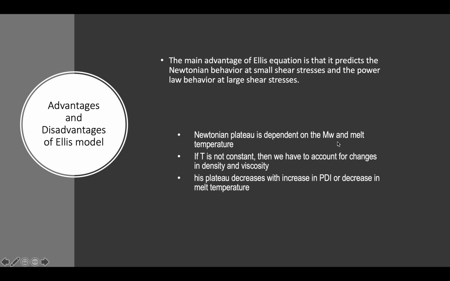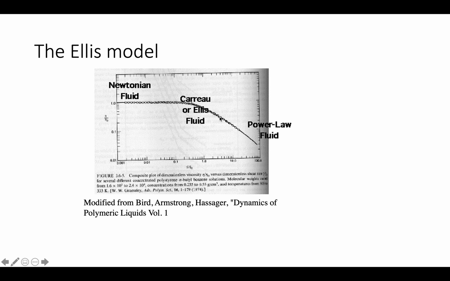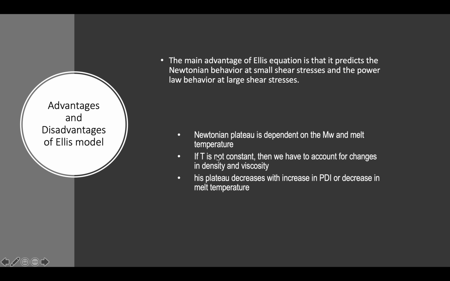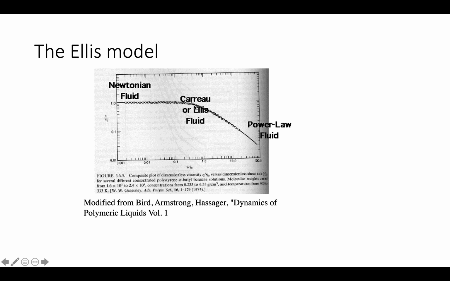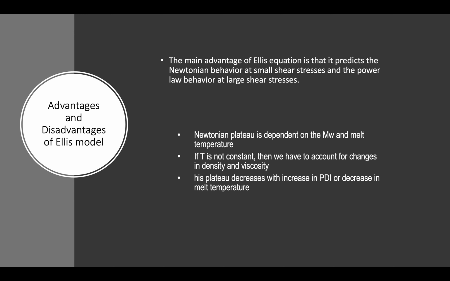Now over here, these three things, I wouldn't say disadvantages, but limitations. The Newtonian plateau is dependent on the molecular weight and the temperature. This whole curve is dependent upon the molecular weight and the temperature. And if temperature is not constant, we have to account for the change in tension and viscosity, which we don't, or we just say that it's constant and doesn't change. The second thing is that this plateau decreases with increasing PDI and a decrease in melt temperature. We want to keep the PDI as low as possible to have a better quality. Both of these things reduce this plateau, and the lower this plateau gets, the more difficult it is for us to apply this Ellis model.